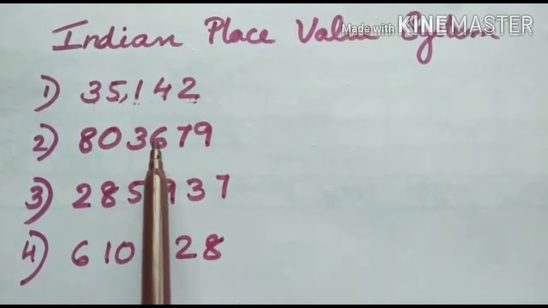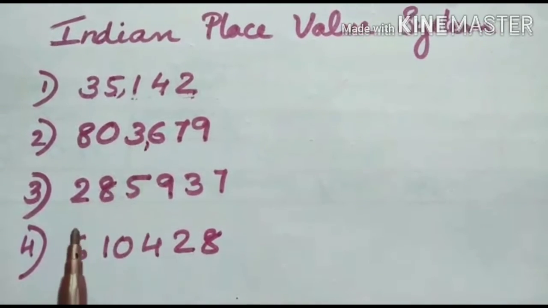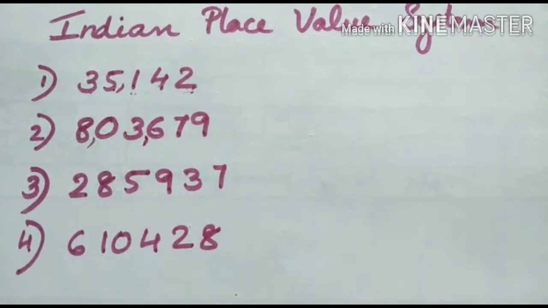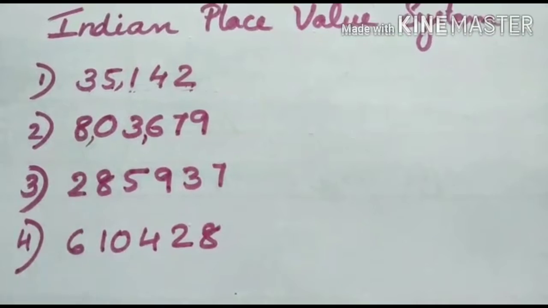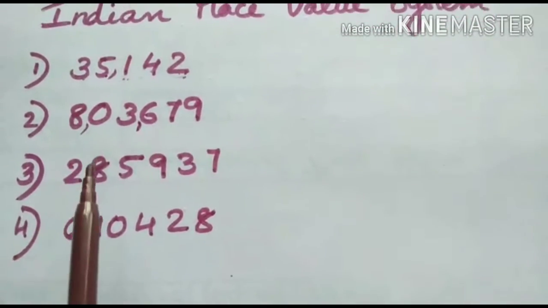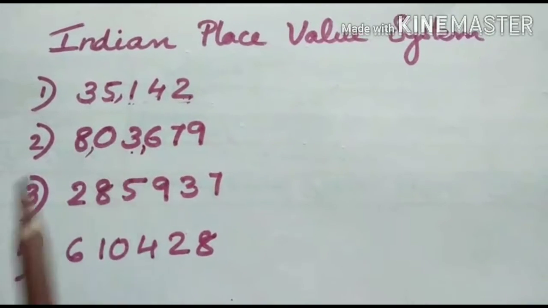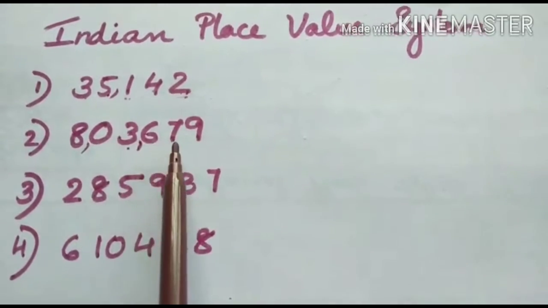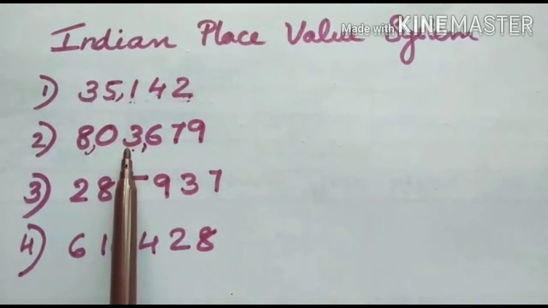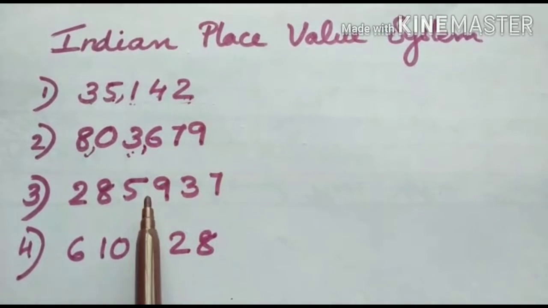What about the next number? The first three digits form the ones period, so I separate it with a comma. Then the next two digits come under the 1,000 period, so I separate it with a comma. And the next digit comes under the lakh period. So we will read it like 8,03,679. Again, 8,03,679.